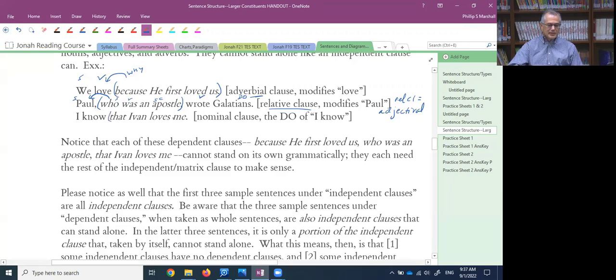Okay. And then the last thing I have is I know that Ivan loves me. That Ivan loves me is the dependent or embedded clause. I know, subject, verb. What's the direct object? The direct object is the whole that clause, isn't it? And so the role of this embedded clause is that it's functioning like a noun. Nouns are usually direct objects, but here the whole embedded clause is the direct object. And so we would say that the clause is nominal in its function because this embedded clause is functioning like a noun. It's the direct object of I know.